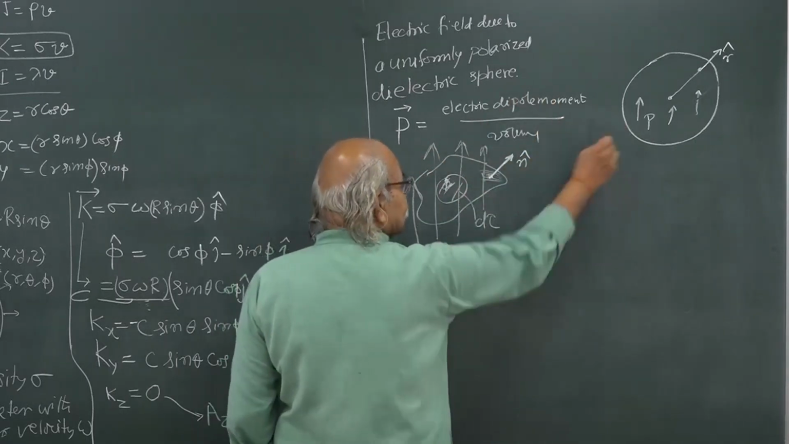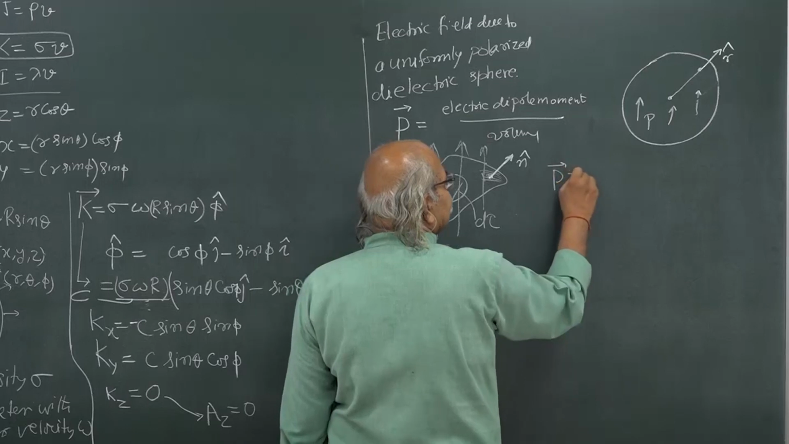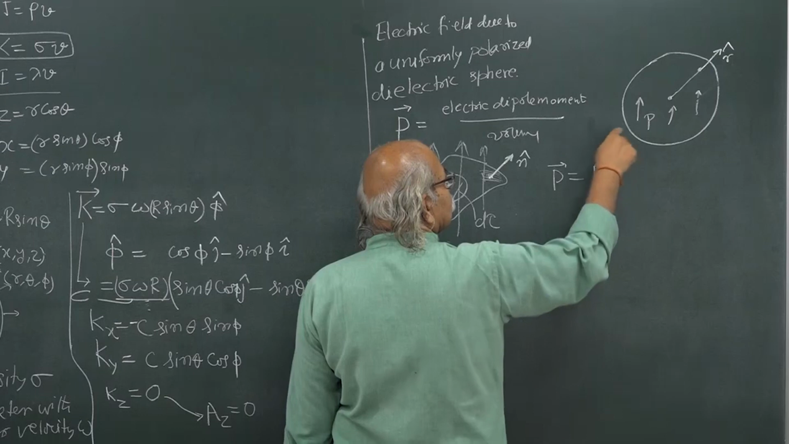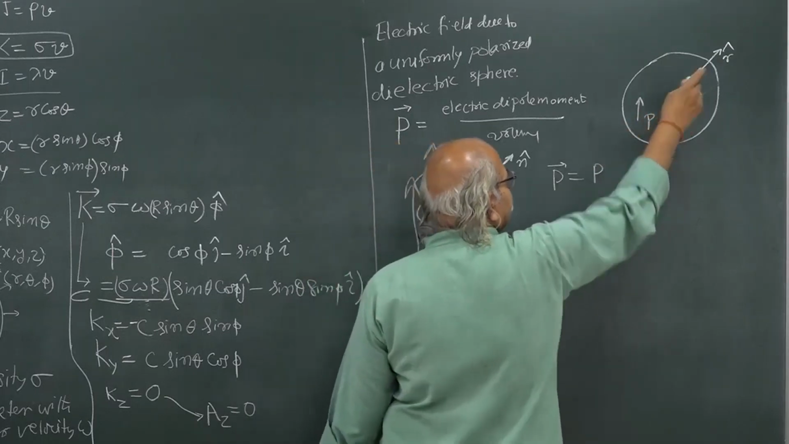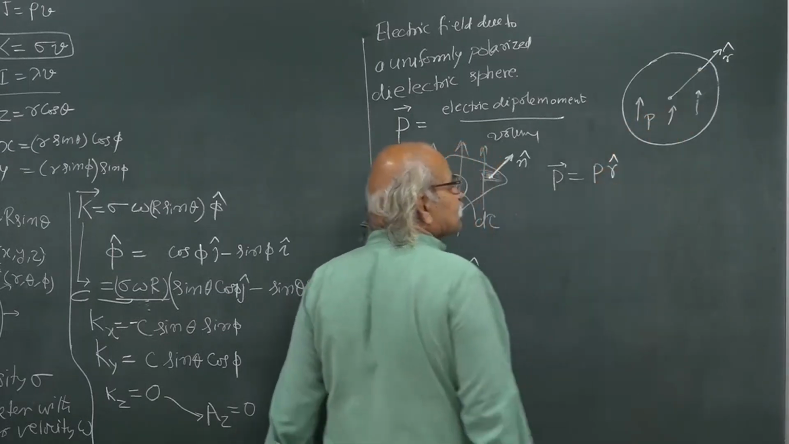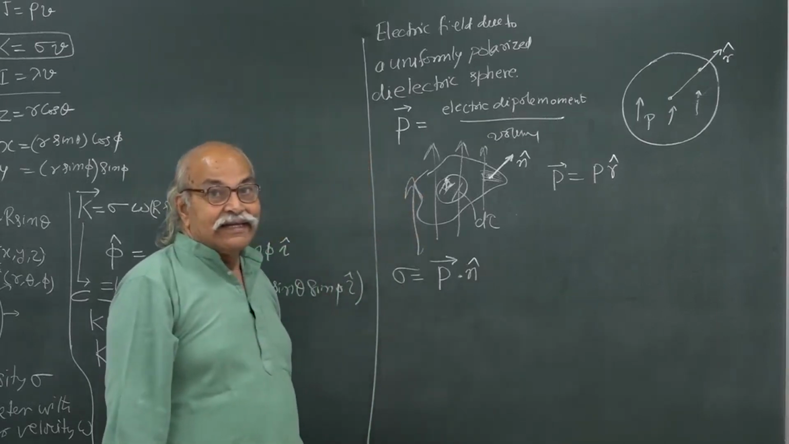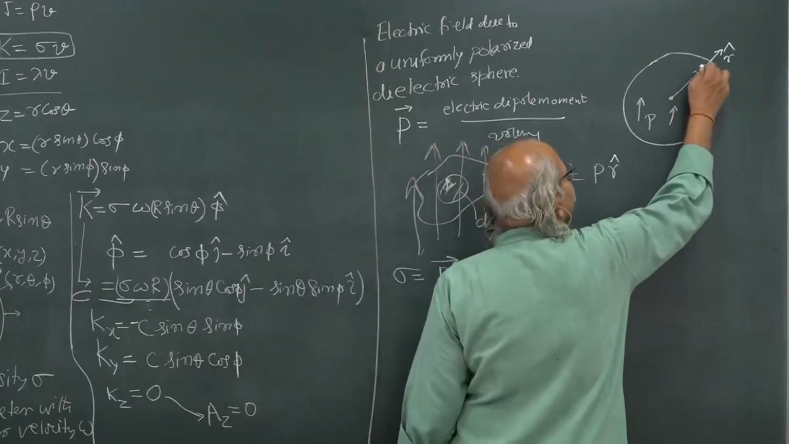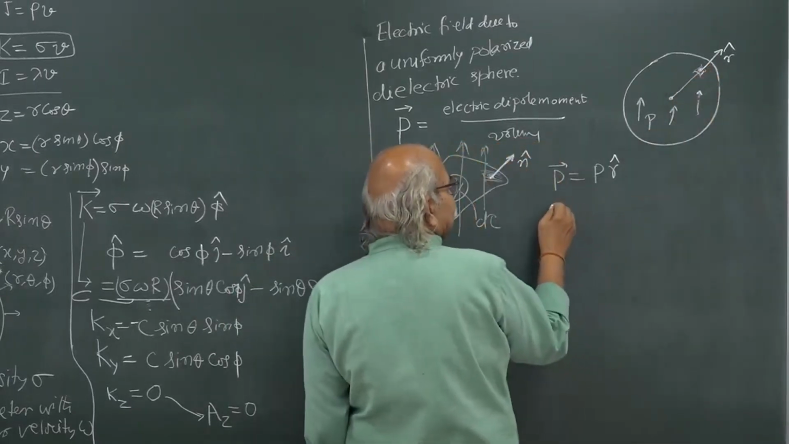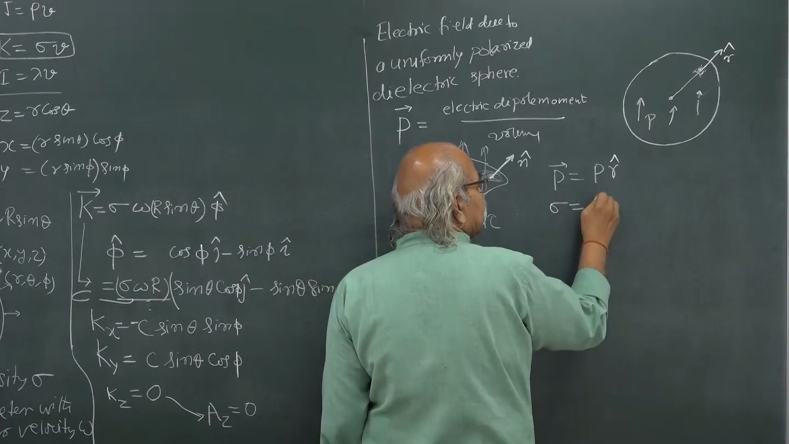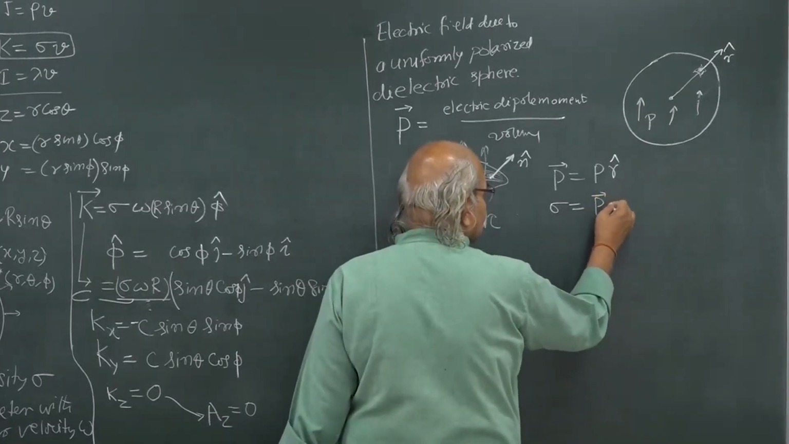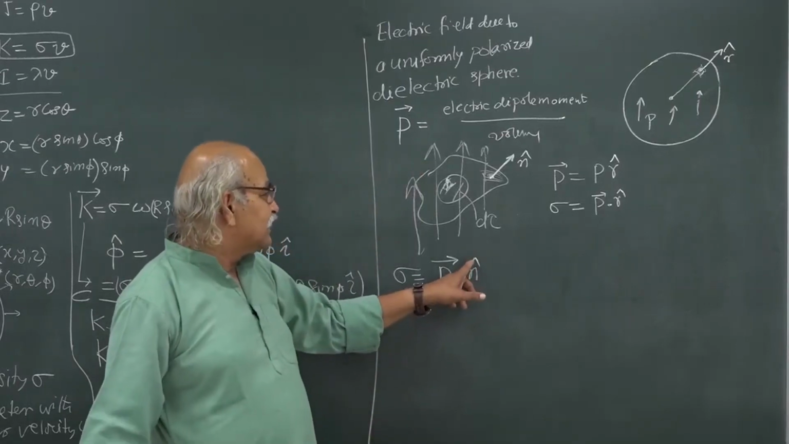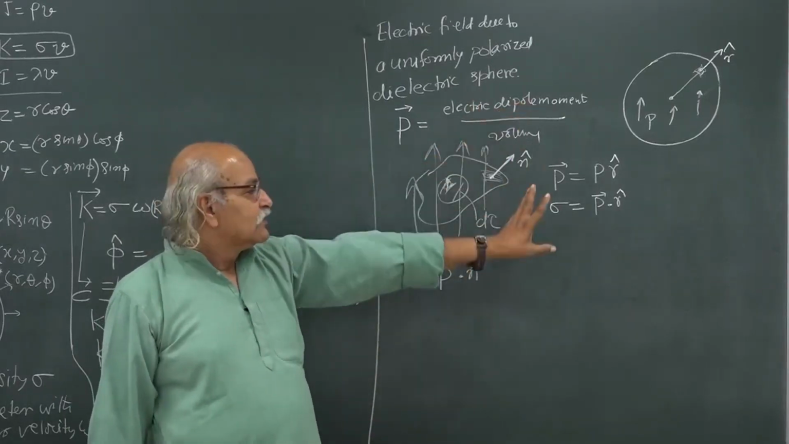So, P in our case, this P vector is P magnitude which is uniform, and then dot r cap vector. And what is the charge appearing here? The charge appearing here, that will be sigma, this is P vector and then dot r cap vector, because this n vector, the outward normal, is the same as that r cap vector. So, this is sigma.